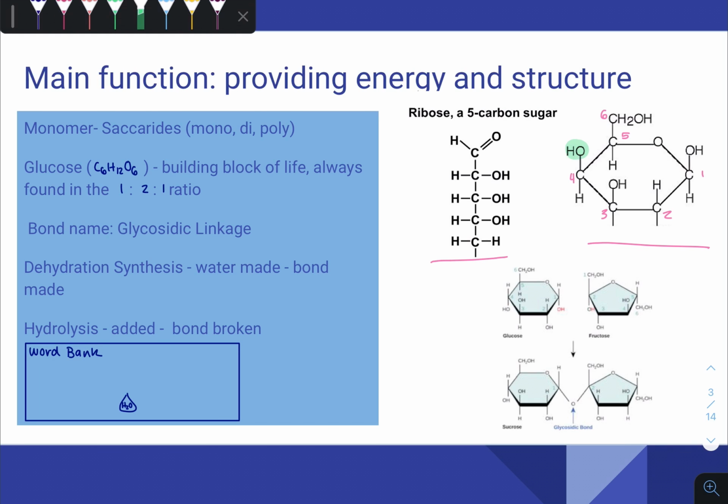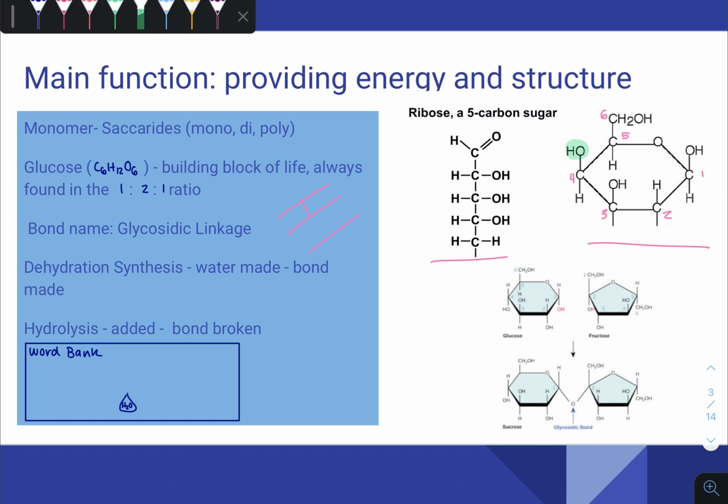The ring is just that it's going to be present with water as well. The bond name is called a glycosidic linkage, basically meaning that it can be straight across like this, or it can be a more lattice-like structure. The lattice is mostly seen in plants and is the reason why they're able to have such strong structure and support themselves.